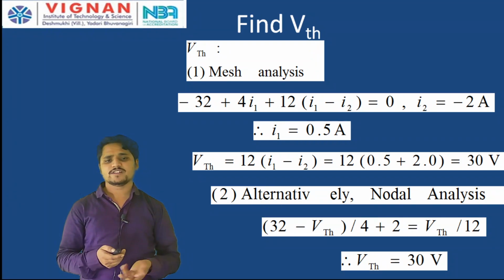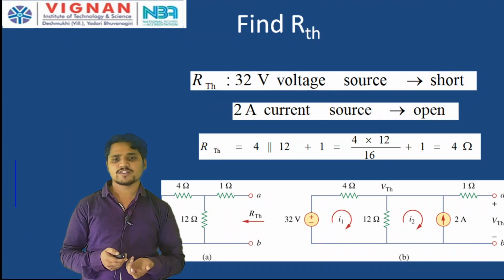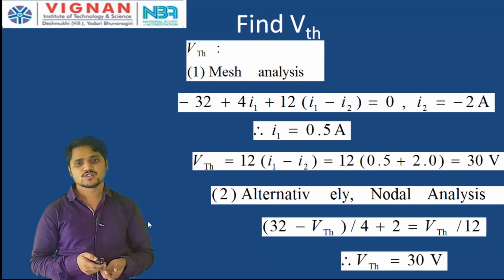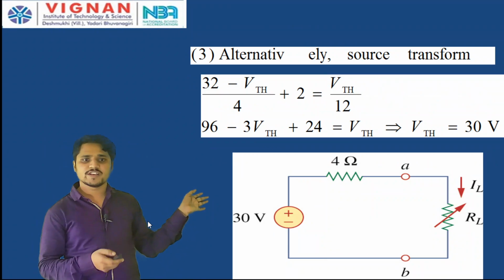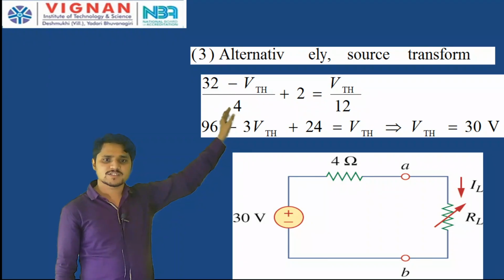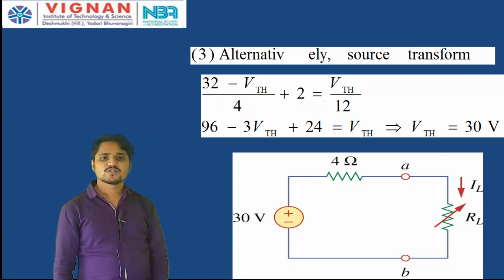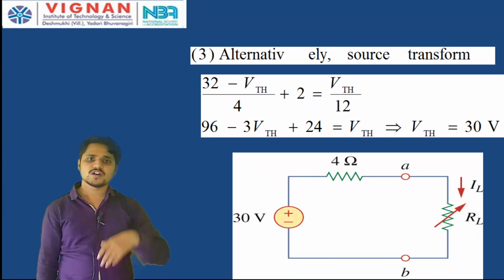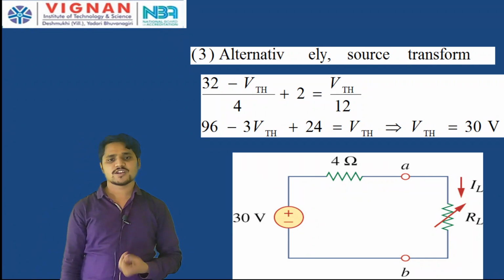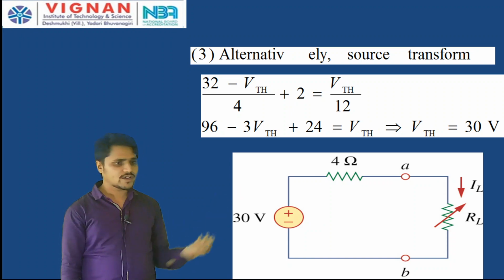There are different techniques to solve this. You can apply nodal analysis or mesh analysis. In this step we applied the nodal analysis method: (32 minus V Thevenin) by 4 plus 2 is equal to V Thevenin by 12. Cross multiply that and you will get V Thevenin as 30 volts. Whichever technique you use, whether mesh analysis, node analysis, current division, voltage division, Kirchhoff's laws or Ohm's law, it is easy to find the voltage.